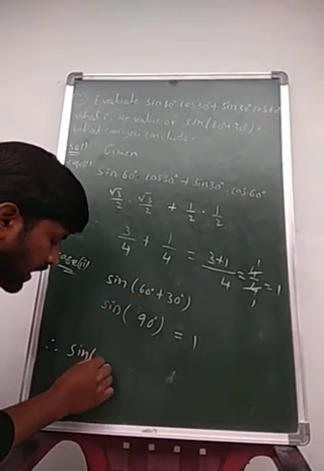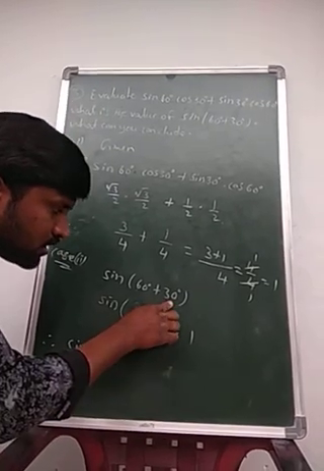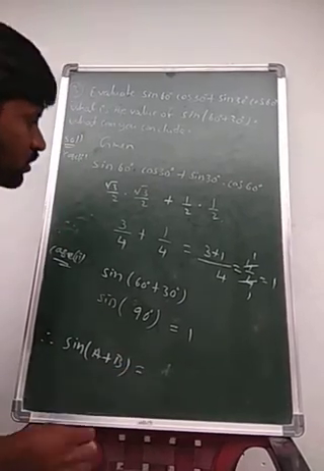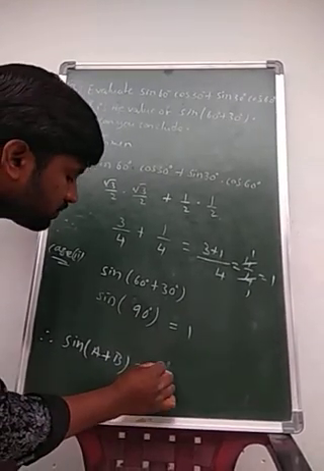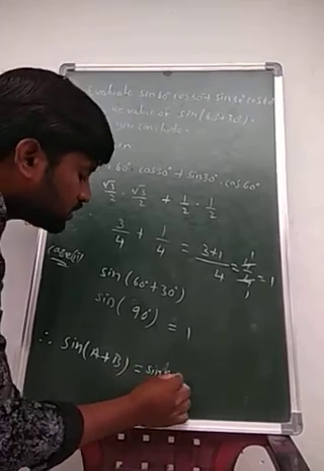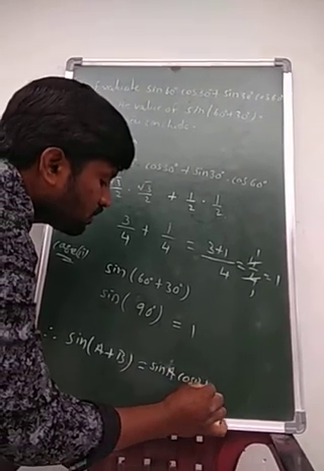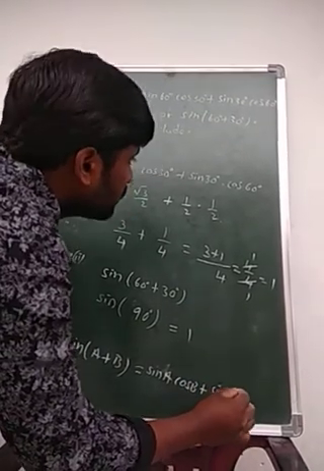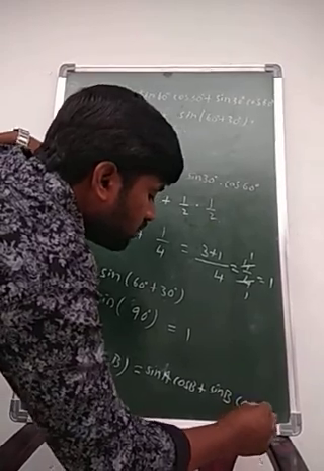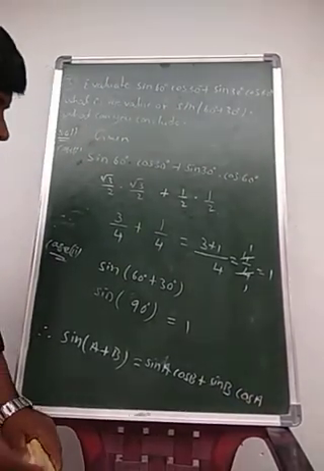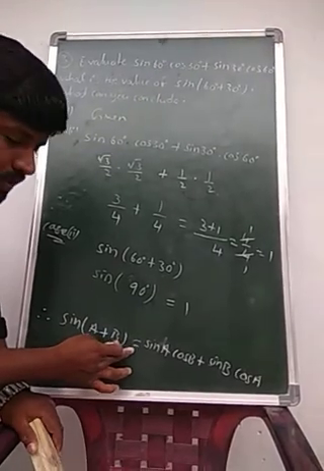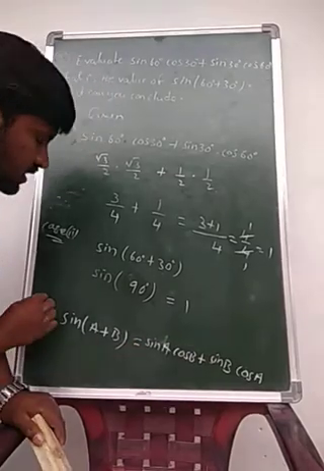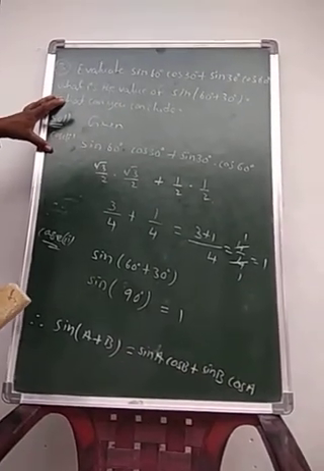Therefore we can conclude that I am taking 60 degrees as A and 30 degrees as B. That means sin of A plus B is equal to, we can write sin A cos B plus sin B cos A. What is our conclusion? We can write sin of A plus B is equal to sin A cos B plus sin B cos A. So this is the required solution for this question. Okay.